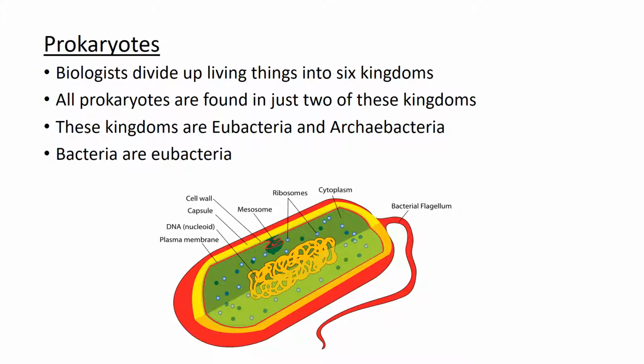Biologists divide up living things into 6 kingdoms, and all prokaryotes are found in just 2 of these kingdoms. These kingdoms are eubacteria and archaebacteria. Eubacteria and archaebacteria are 2 different kingdoms. There are differences between eubacteria and archaebacteria.